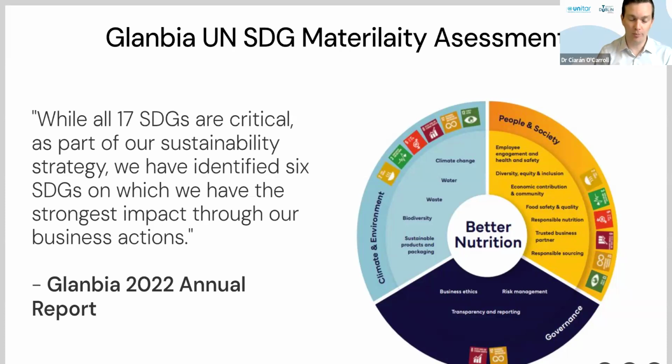So there's a quote from their annual report in 2022. While all 17 SDGs are critical as part of their sustainability strategy, they've identified 6 which they have the strongest impact through our business and actions. So you see, again, same as Unpost, Glanbia have assessed which UN SDGs are most important, and they act on those 6 through their business actions and against their wider sustainability strategy of climate and environment, people and society, and governance, okay? So you see, that's just an example of how they're being used at a business level. And then again, Glanbia will go on and report against those 6 SDGs.